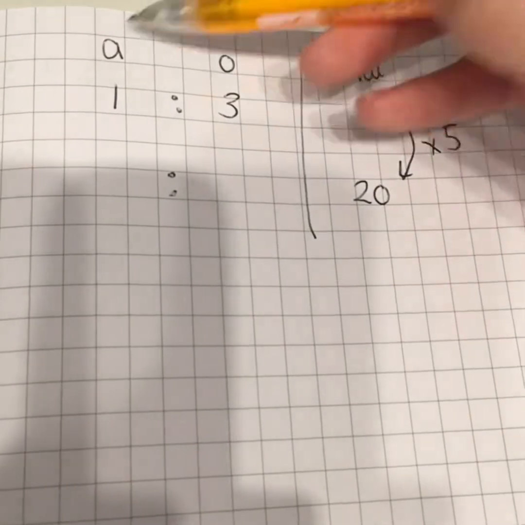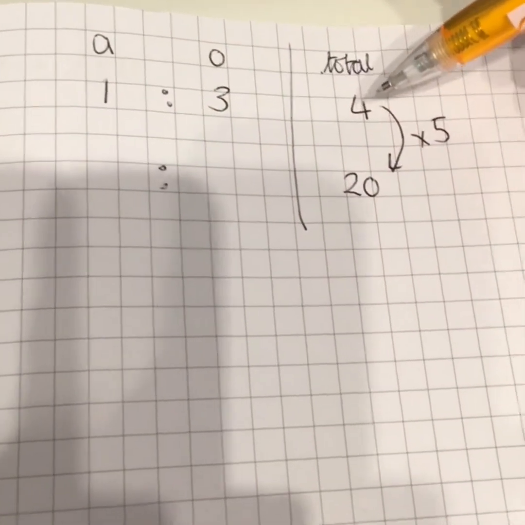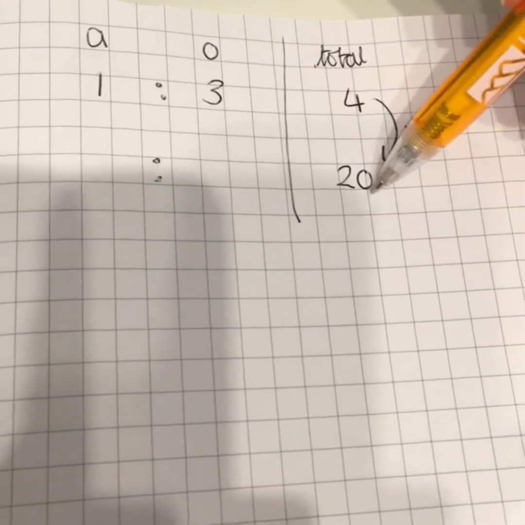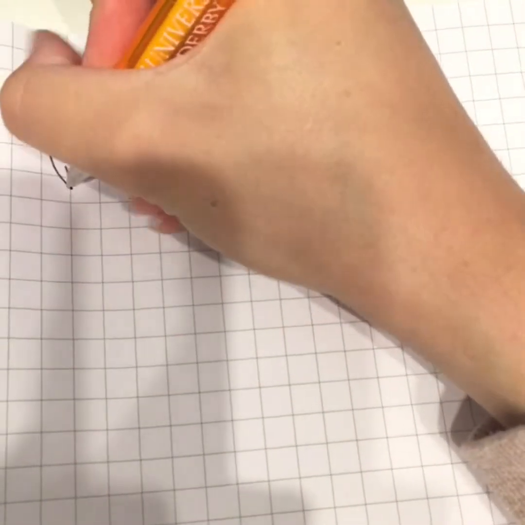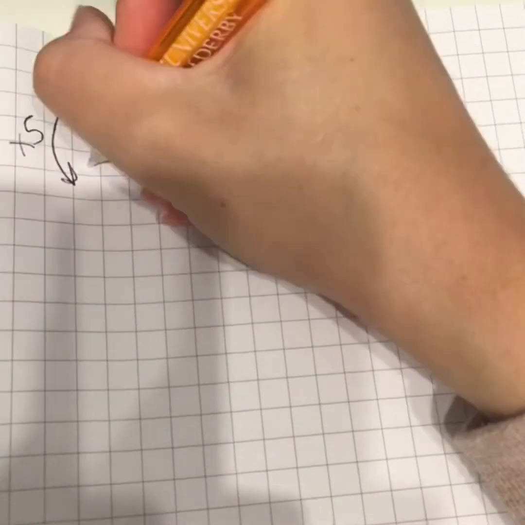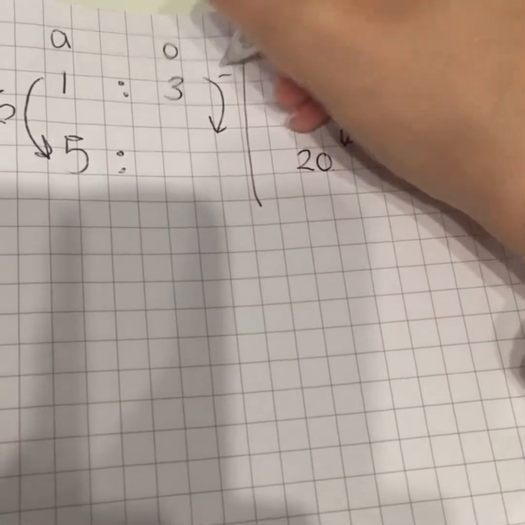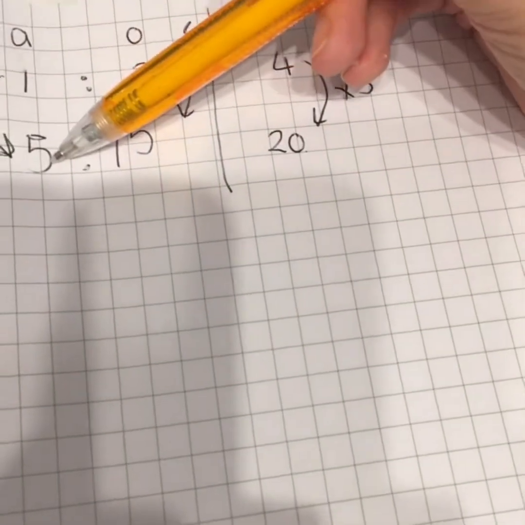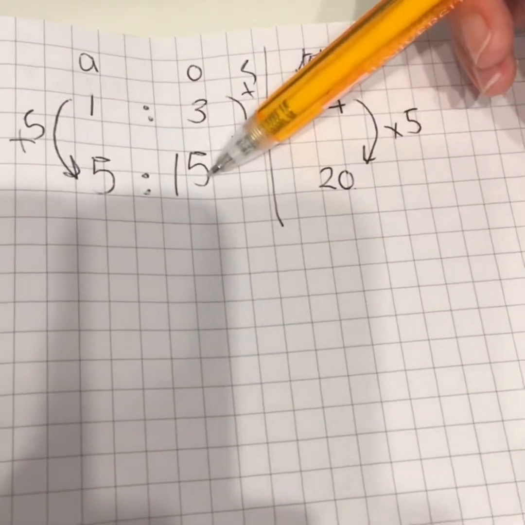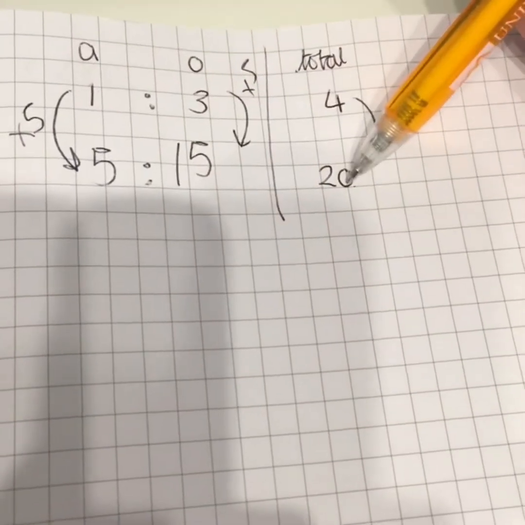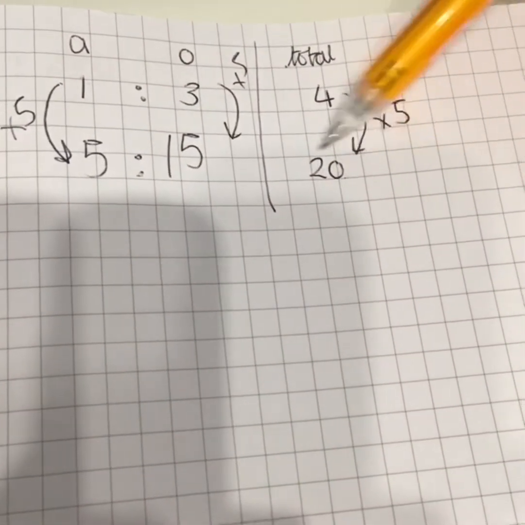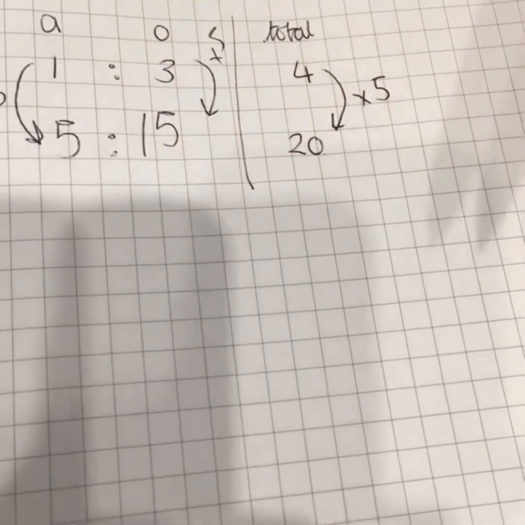So the fruit altogether, 1 add 3 is 4. I'm now telling you that the total amount of fruit is now 20. So I'm timesing it by 5. So all I need to do is times these by 5 as well. So 1 times 5 is 5, 3 times 5 is 15. Let's check it's right. 5 add 15 is 20. Yes, I've done it right. So this tells me that if there's 20 pieces of fruit altogether, there are 5 apples.